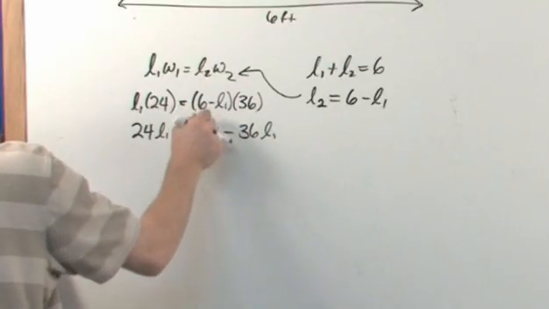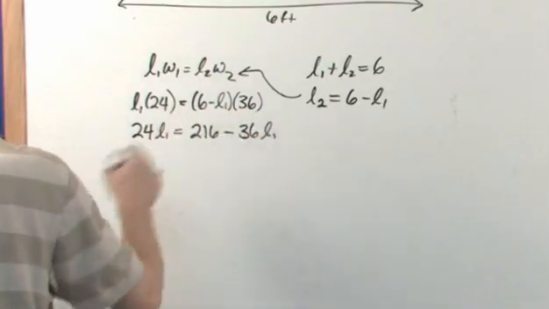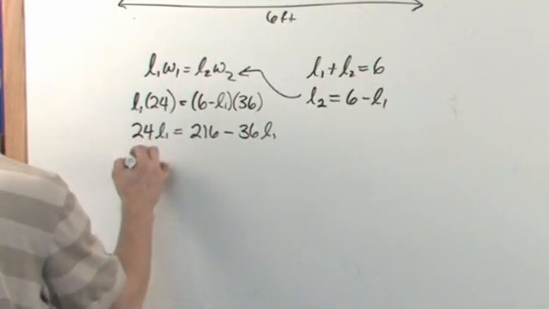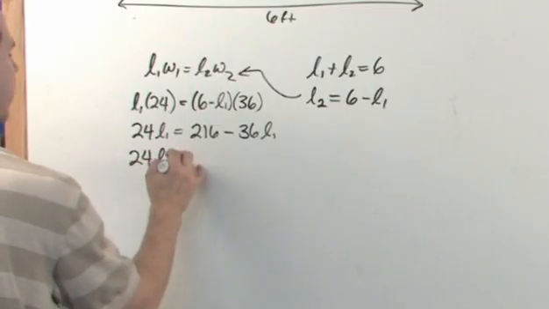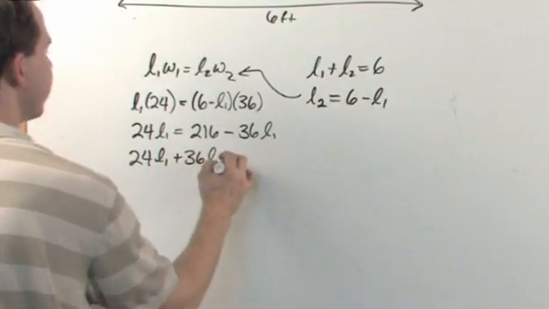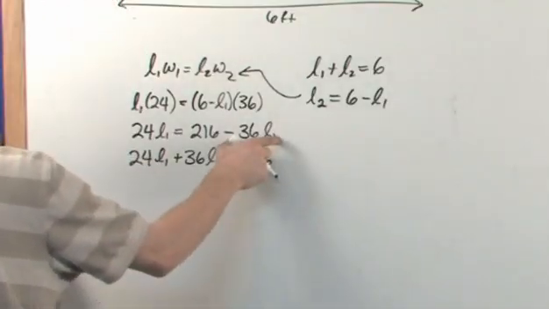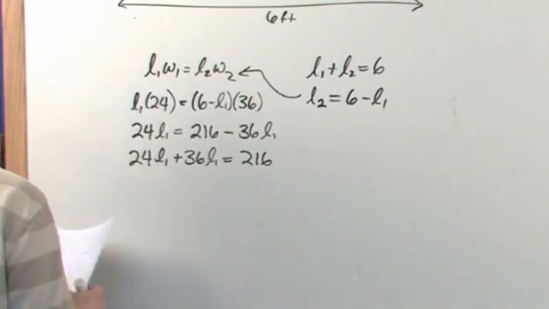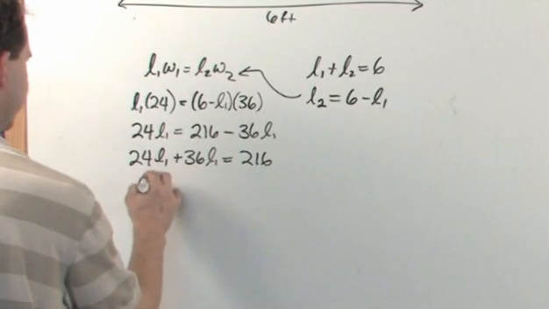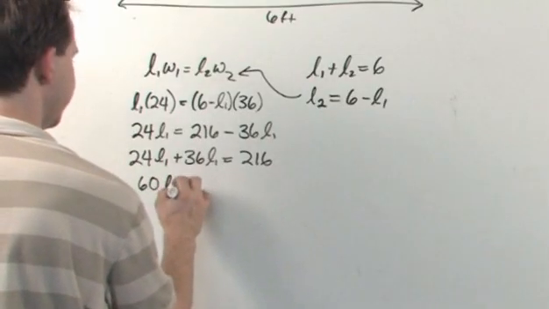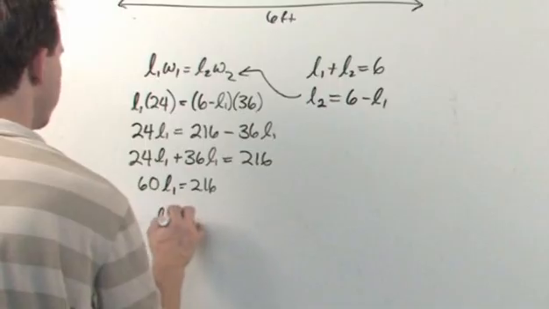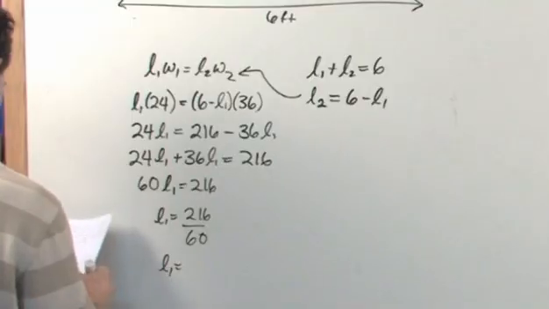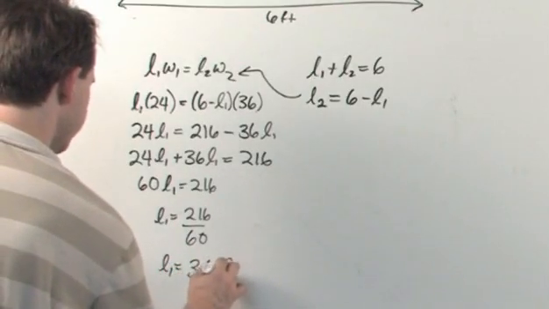6 times 36 is 216. 36 times negative L1 gives me this. Now let's move this over to the left to combine. So let's add 36L1 to both sides. All I did was add 36L1 to here, which gets rid of it, and add it to this side. Then I'm left with 60L1 is equal to 216, so L1 is 216 divided by 60. L1 is going to be equal to 3.6 feet.